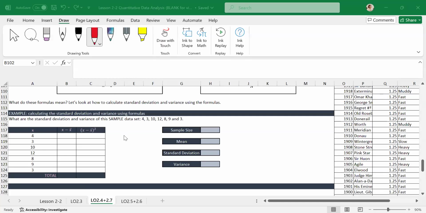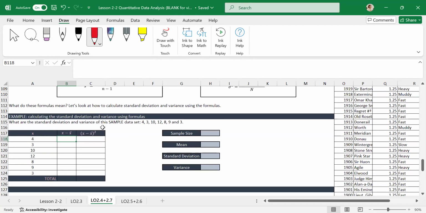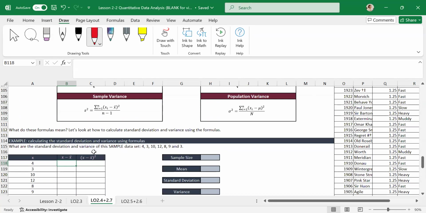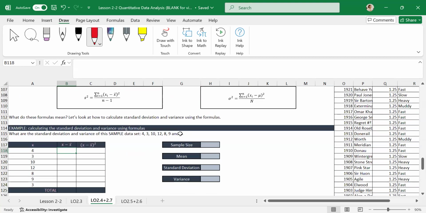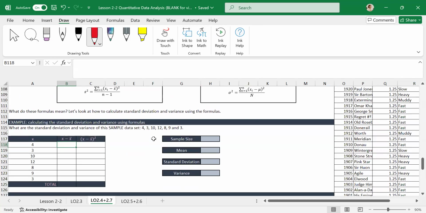Okay, so if you wanted to calculate the standard deviation and variance, and let's say that this data set is a sample data set, that's important to identify because again, if it's a sample data set, you have to do n minus 1 on the bottom. If it's a population, you just have to do n. So the formula does change and the answer will change. So before you start, you have to know if you have population or sample data.